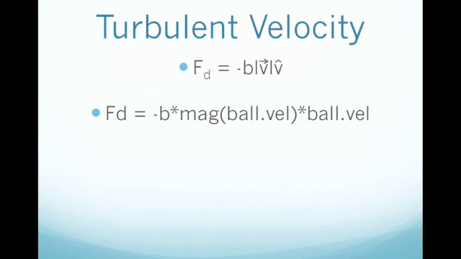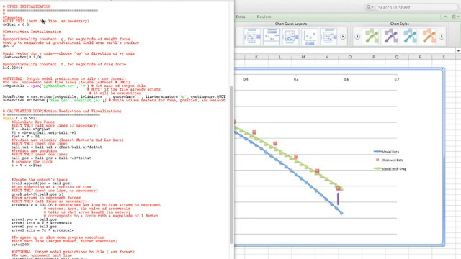I will include drag force in the code by using the turbulent velocity equation. The b in the equation is the proportionality constant, which I calculated to be 0.00044 by matching the final model prediction to the final observed position. The turbulent velocity equation can also be written like this in the module. Now let's look at the code. We have included the proportionality constant here and the equation that we wrote here. So now F net equals both weight and drag force. Let's run the code.